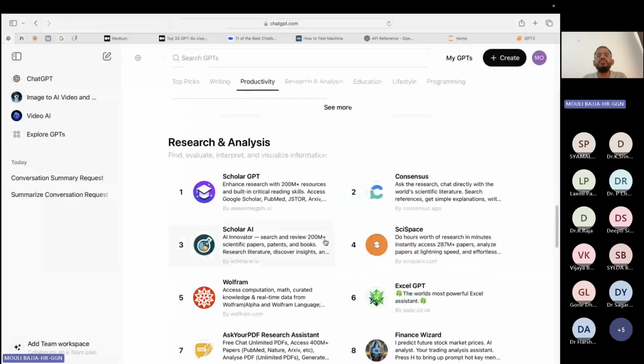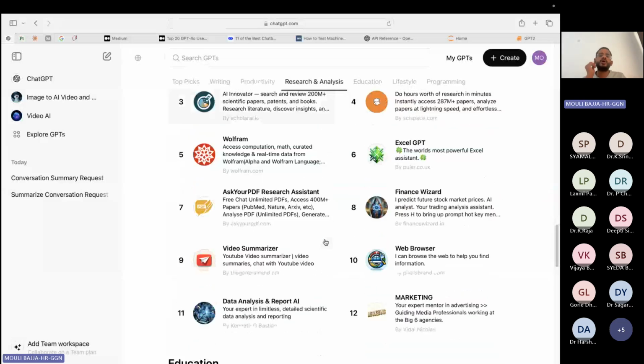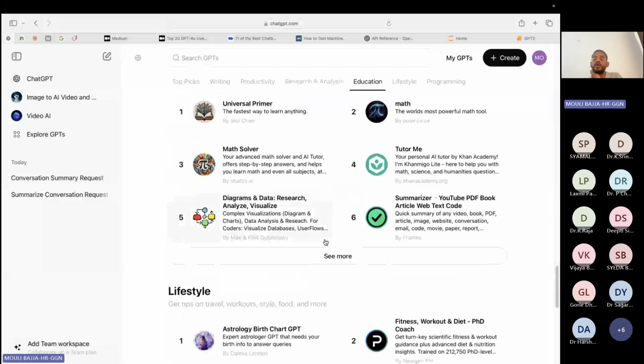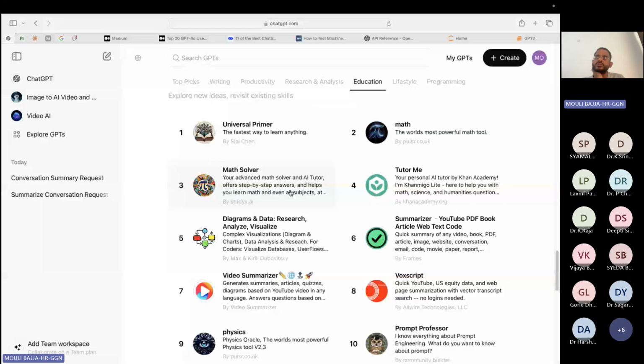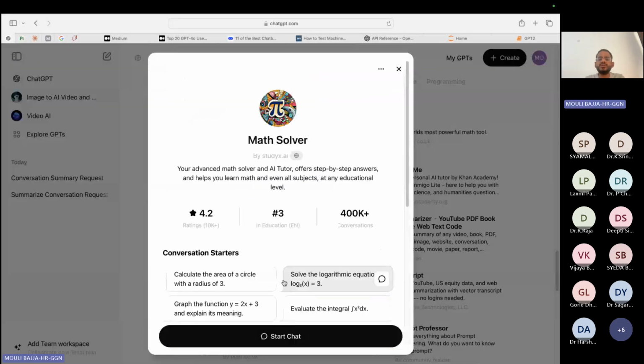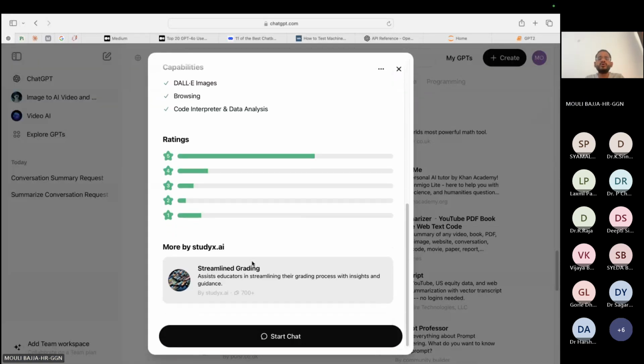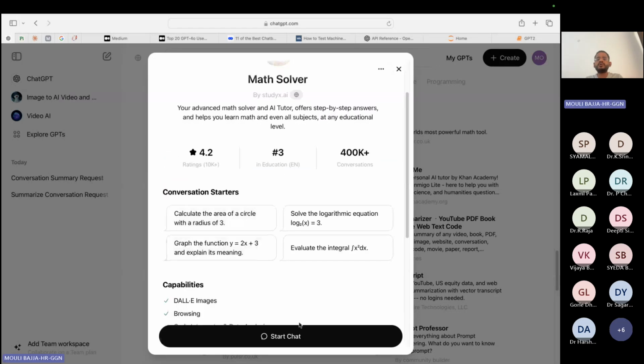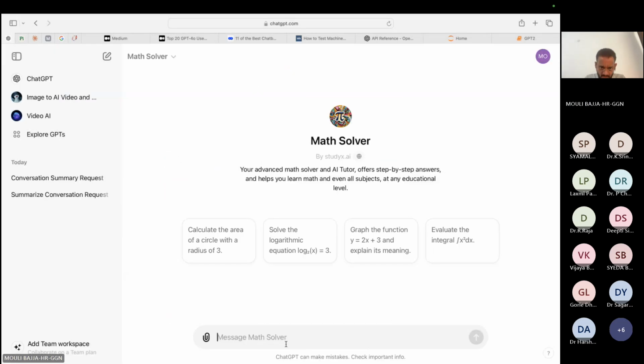Somebody has built a math solver, your advanced math solver. Someone asks a question, what are powerful math models? So there are, I think, Google DeepMind has a very powerful math model, and there are several of them that we can see. Let's see how this would answer. So here we can ask a question.